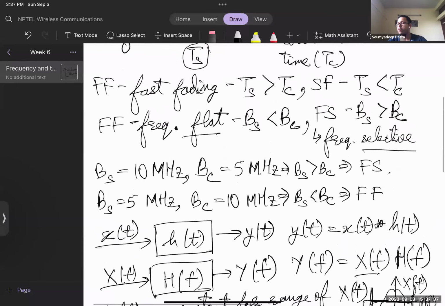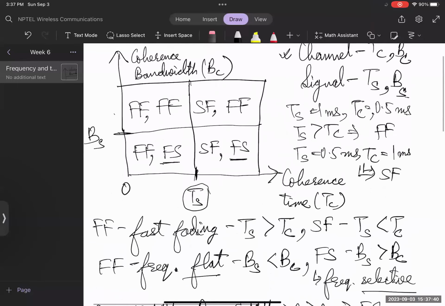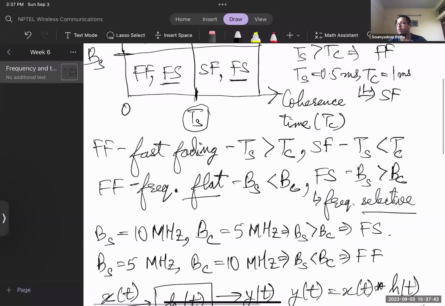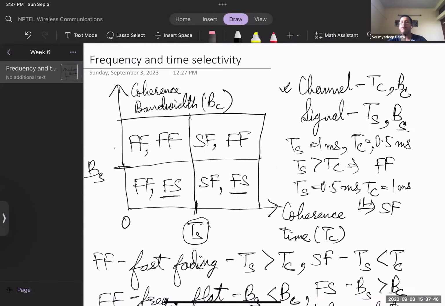In coherence time, you are trying to see for how long. Let's say a coherence time of 1 millisecond means that roughly for 1 millisecond of duration, I can assume that the channel will not change. It will roughly retain the same behavior. After 1 millisecond, the channel's behavior will start changing, because of various reasons like temperature or environmental factors. That is the coherence time.